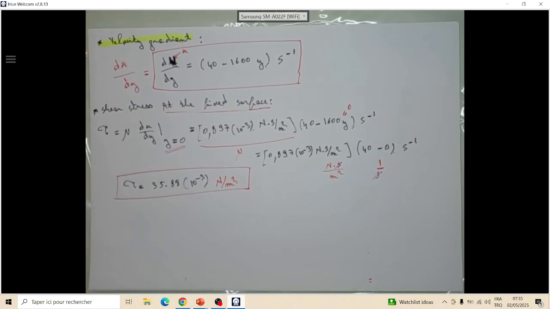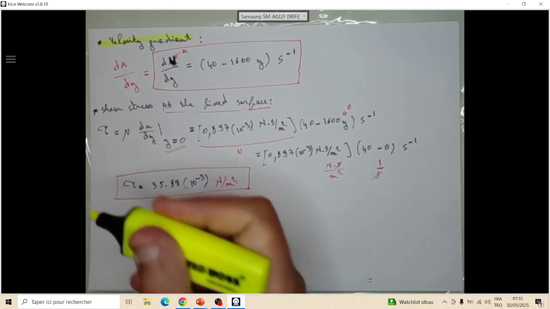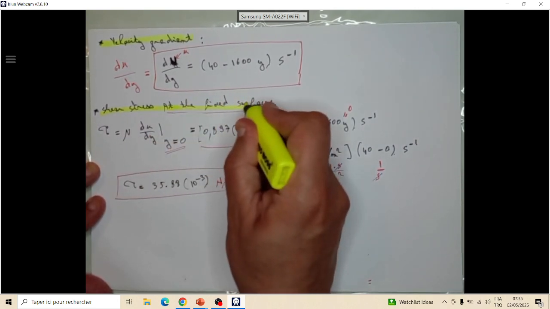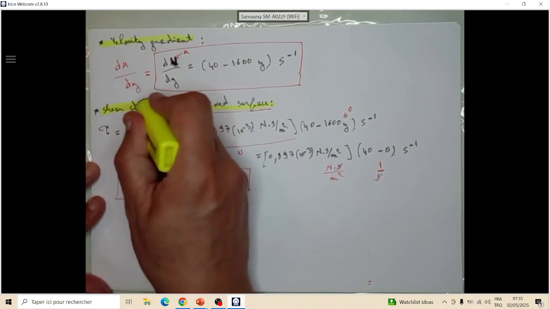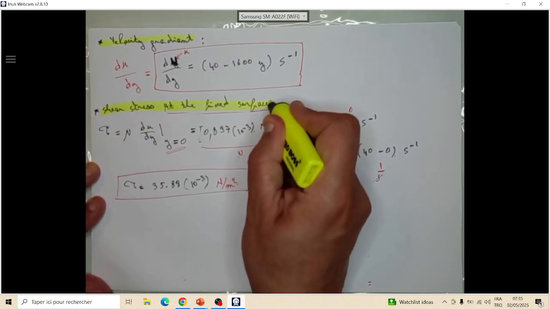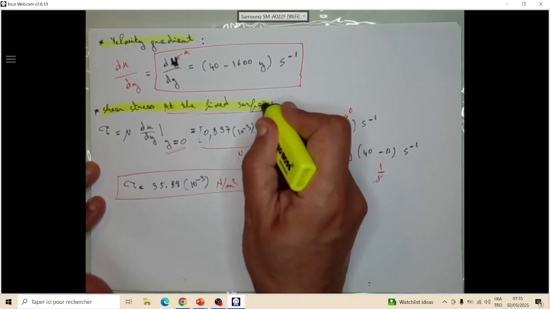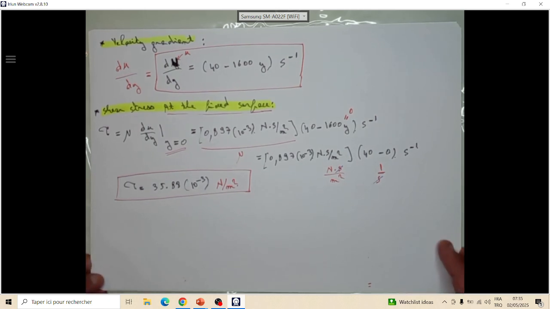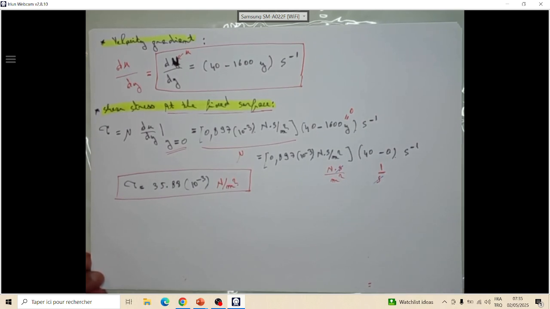So this is what we have found. This is what we found for the shear stress at the fixed surface. Now let's continue with our problem.